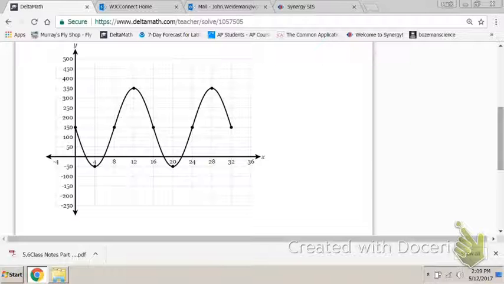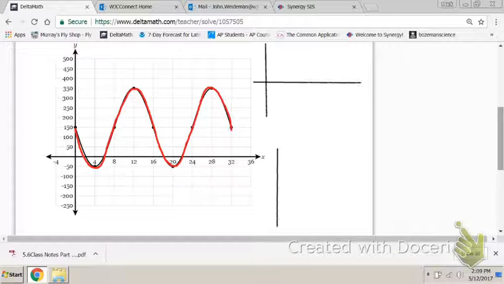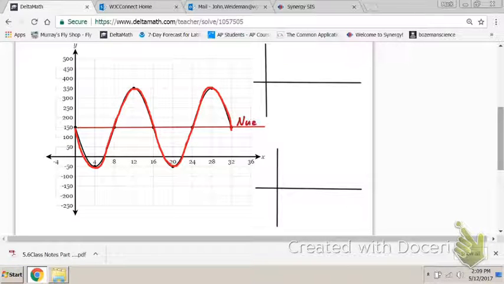This is help on your Deltamath homework, or it's a multiple choice, and we must find a function that is going to fit this curve. Now, the first thing we need to decide is, is it a cosine or is it a sine? Well, we can really tell by how the function starts.